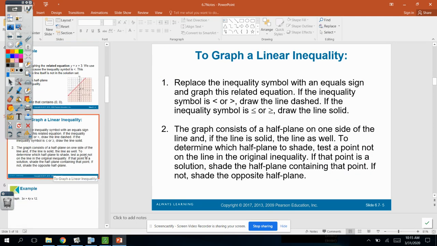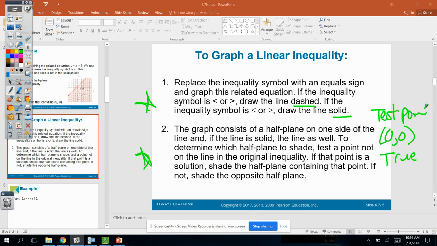Here are the steps. The steps are graph the equal sign one and decide if it's dashed or solid. So graph the one with the equal sign and then decide if the line is going to be dashed or solid. Then they're telling you to pick a point. 0, 0 is always a good point to pick. They call this a test point. If it makes it true, then shade that side. If it's false, shade the other side.